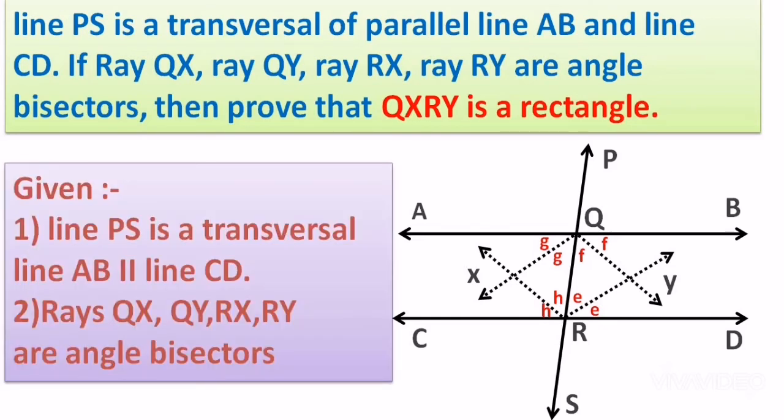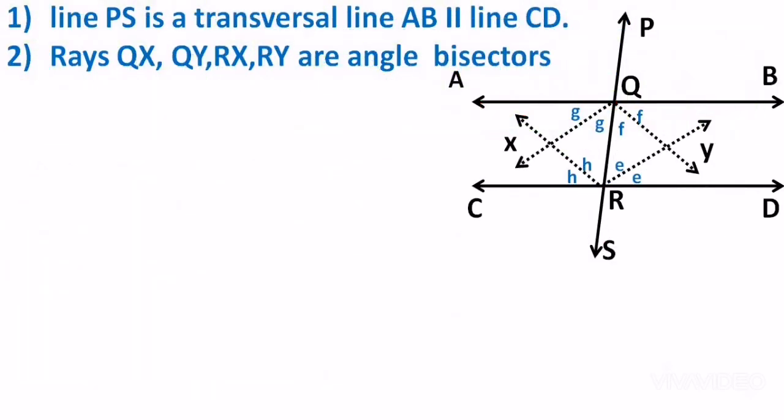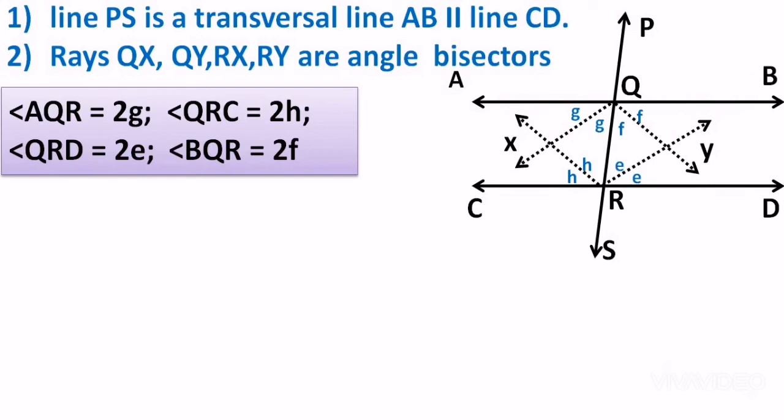Okay, the way I told you, the given details must be written. So write which is the transversal in the diagram and which are the angle bisectors, and after that the important part is to mention which two bigger angles are formed, like by writing 2 times G. Okay, so angle AQR, the biggest one, will be the 2G, and similarly I have mentioned all other angles that will be 2H, 2E and 2F in the diagram.